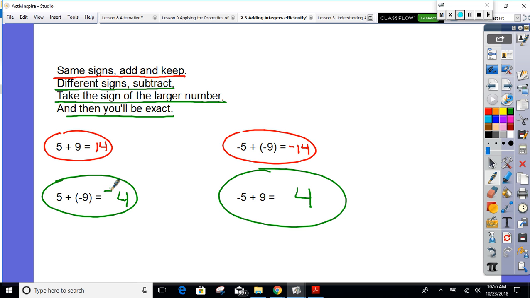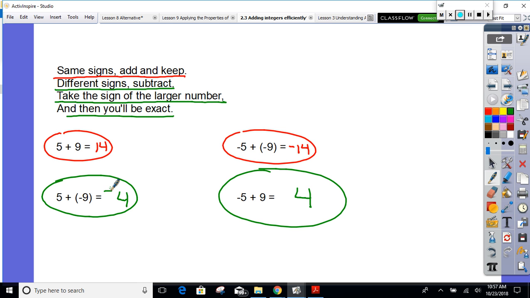Okay, now, when I do the boom boom part, you guys get to clap, clap. Okay, try it again. You don't have to sing this time, you just have to clap. Ready? Same signs add and keep. That was your clap, clap part.